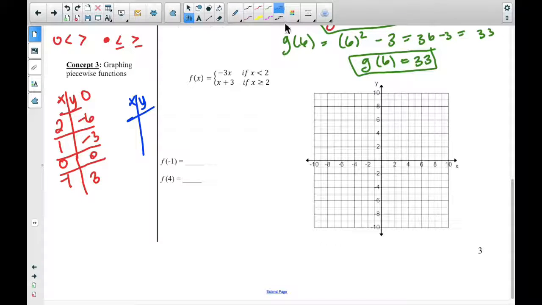Okay, now I'm going to go to my bottom one. It also starts at 2, but this one says greater than. In fact, it says greater than or equal to, so I'm going to have a solid dot on that. Greater than or equal to, so it's going to go 2, 3, 4, 5, and so forth.